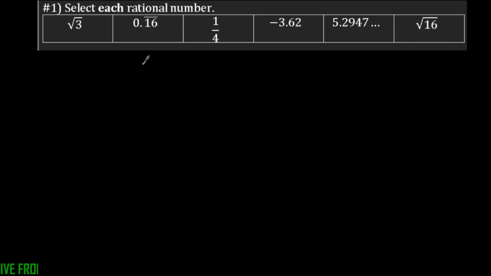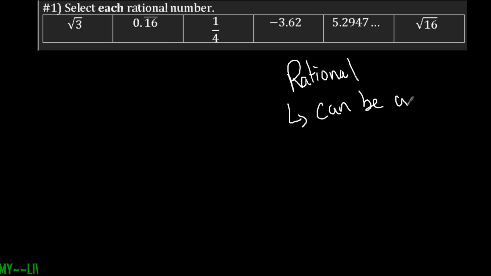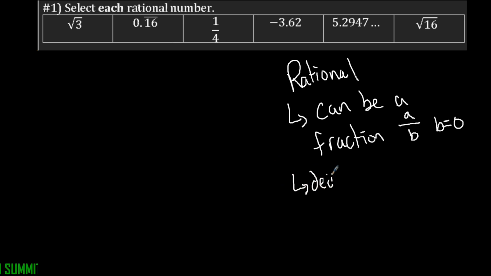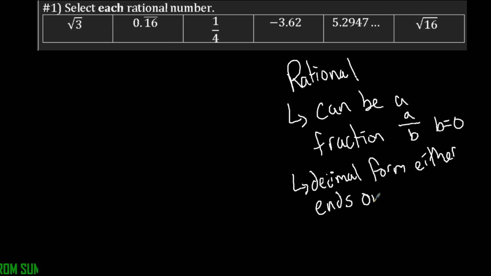Okay. So in this part, it says select each rational number. So we have to be able to break apart what it means to be rational and what it means to be not rational. So again, rational means it can be a fraction, a over b, with b not equal to 0. Again, a and b are integers, or it could be the decimal form either ends or repeats.